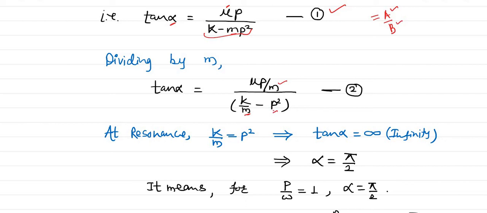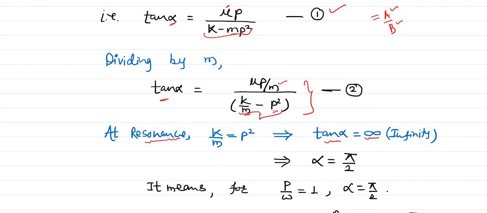Why have we taken this term? Because we have already seen this term, k by m minus p square, and we know that in the special condition where k by m is exactly equal to p square, that is the resonance condition. Or the reverse, we can say that at resonance k by m and p square are exactly the same. That's why the denominator becomes 0, and the denominator becoming 0 means this ratio becomes infinity. On the left-hand side we have tan alpha, so tan alpha becomes infinity.